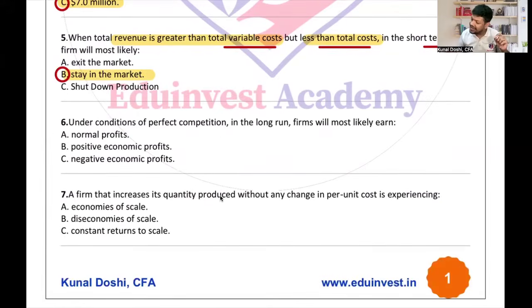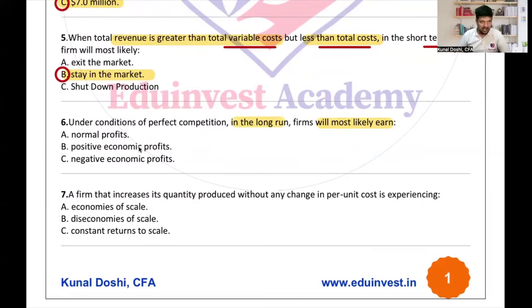Under perfect competition, in the long run, the firm will most likely earn what? See, perfect competition is like your local retail outlet, the Kirana or Bakala, whatever you call. That's perfect competition, right? Bread, that's perfect competition. Now, in this case, in the long run, will the firm earn normal profit, positive economic profit, or negative economic profit?